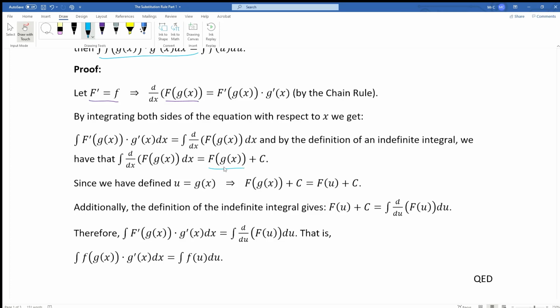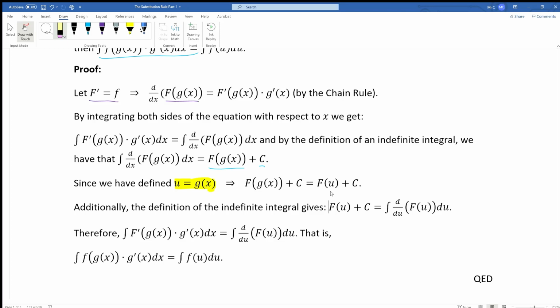So now we've got that the integral of this derivative is F of g of x plus our integration constant c. And since we started out by defining u equal to g of x, then of course this right-hand side, F of g of x plus c, is the same thing as F of u. So F of g of x plus c equals F of u plus c.